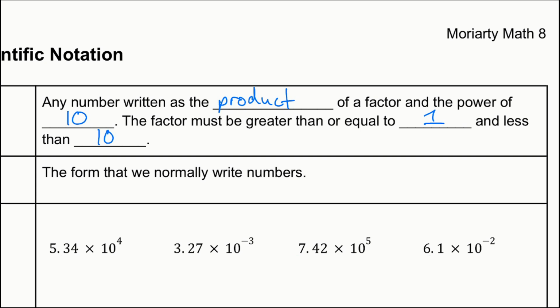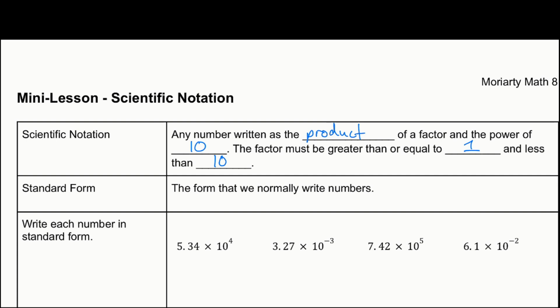All right. What standard form is, don't look too hard into it, but it's just going to be the way that we normally write numbers. So scientific notation is used for really, really big numbers, typically, and really, really small numbers. It's just a concise way for us to write those numbers nice and clean.